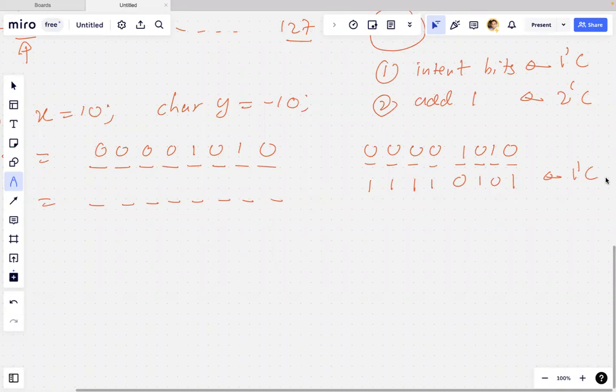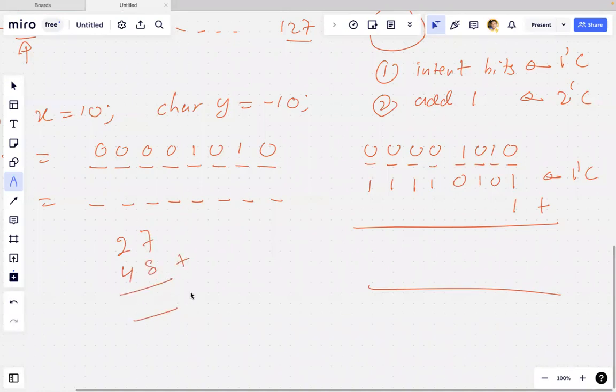2's complement means you need to add 1. Binary addition. Add 1. You have to do the binary addition. Okay, before going to the binary addition, I think you know how to add decimal, that means base 10 numbers. Let's say you need to add 27 and 48. Okay, how do you add this one?